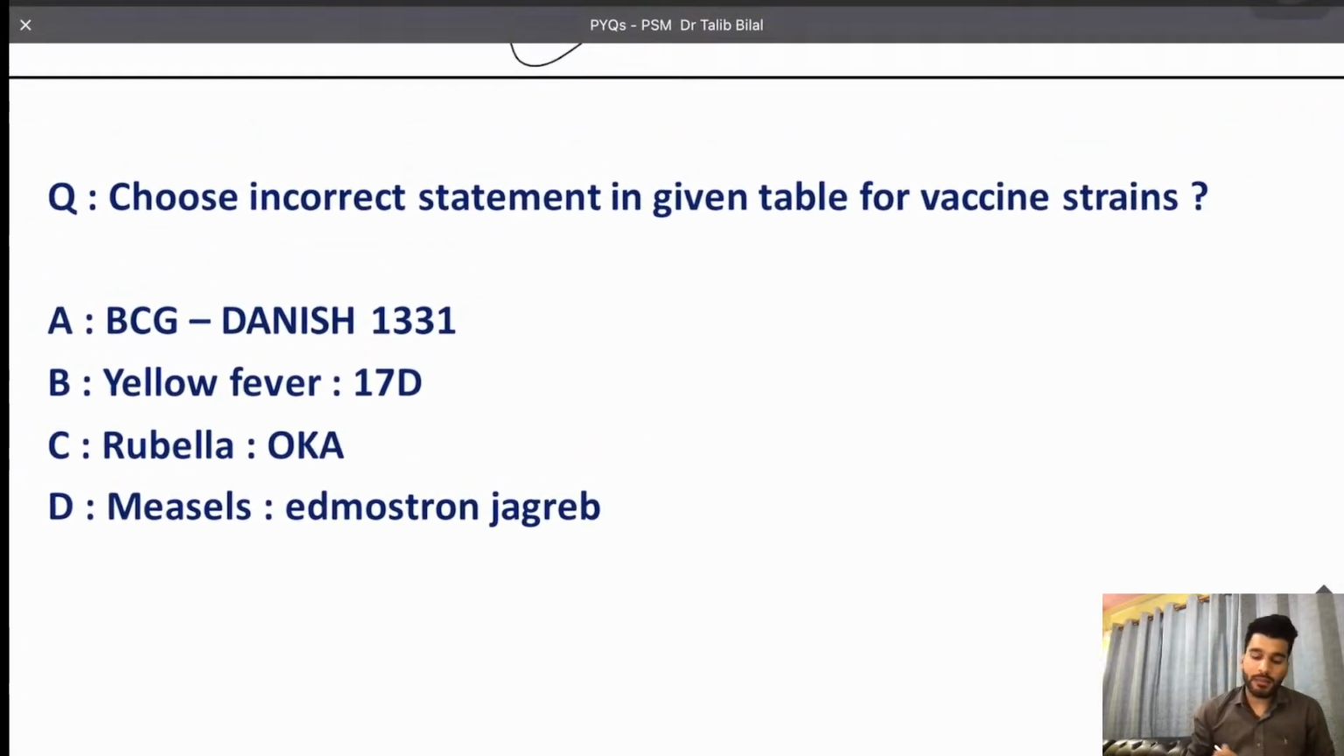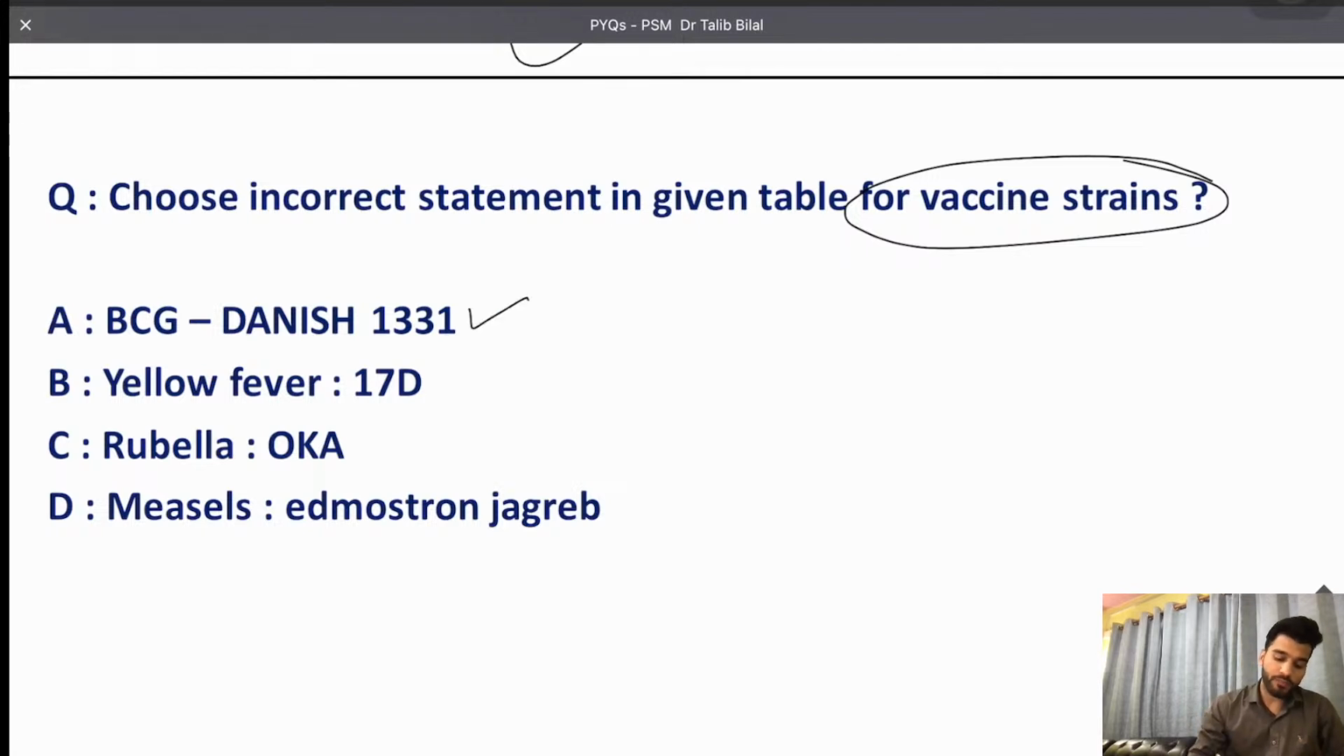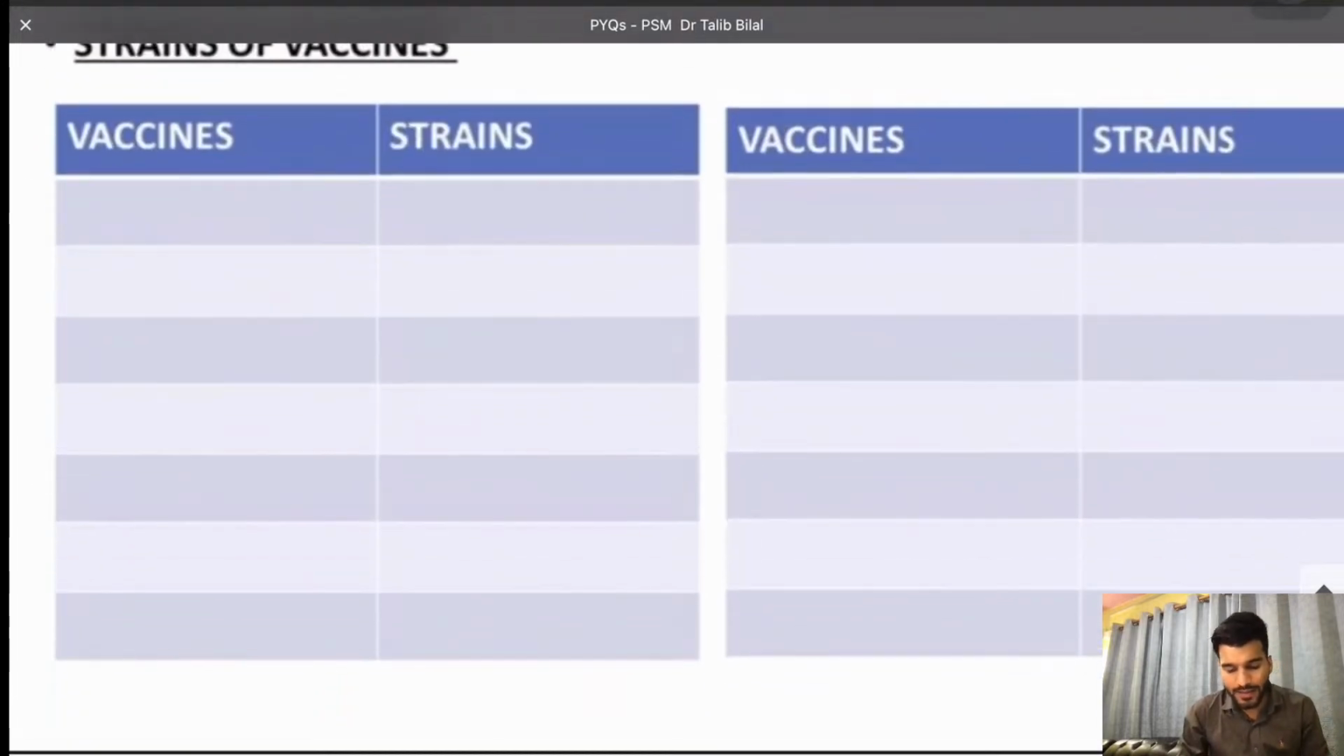Choose the incorrect statement in a given table of vaccine strains. So let's recall some vaccine strains. BCG is Danish 1331, that's right. Yellow fever is 17D, that again is the right answer. Measles, we already discussed, Edmonston Zagreb. And the last one, rubella is Oka. No, Oka is not rubella. Oka is for varicella zoster. For rubella, it's RA27-3. So let's discuss the vaccine strains.